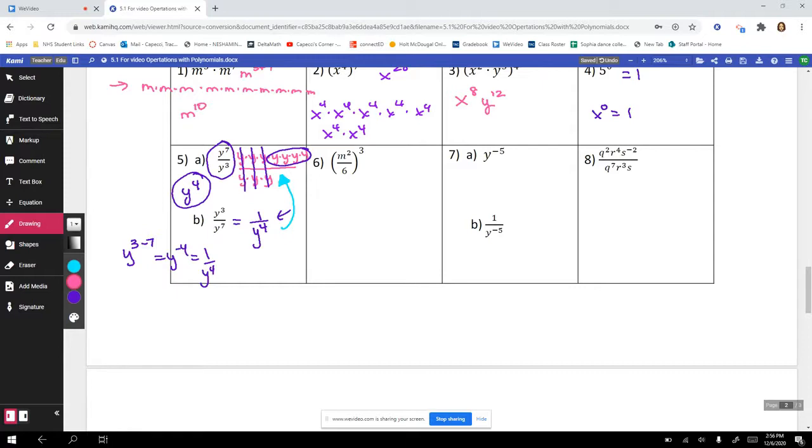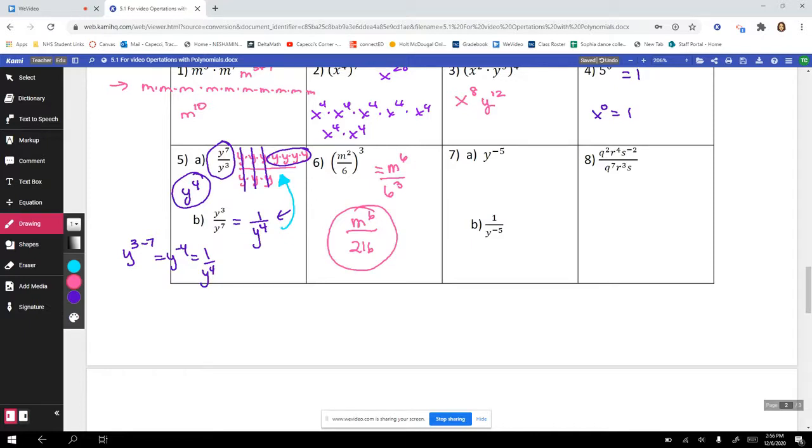Okay? Number 6, again, everything inside gets raised to the power. So this gives me m. 2 times 3 gives me 6. And that's what gives me 6 also to the 3rd. So if I were to simplify that, that is m to the 6th all over 216.